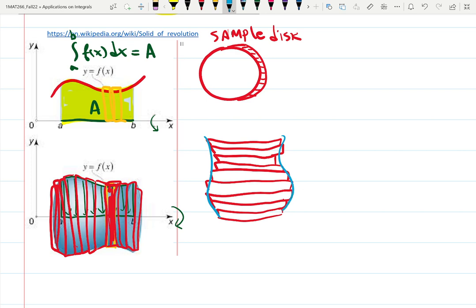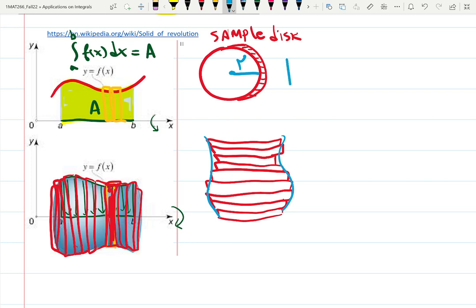Again, it's human nature: you take things you know and you use them to approximate something you don't know. You guys concentrate. Thank you. So now let's find the volume of that sample disk, and then we're going to find the volume of all of them, and the approximation happens here. This has radius r, right?